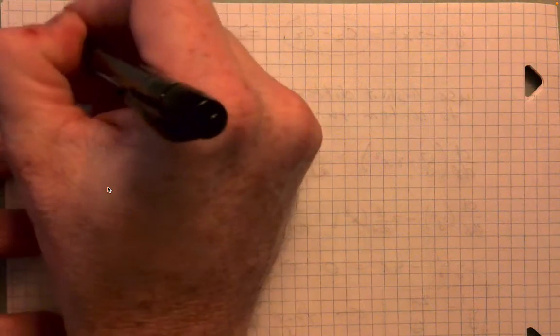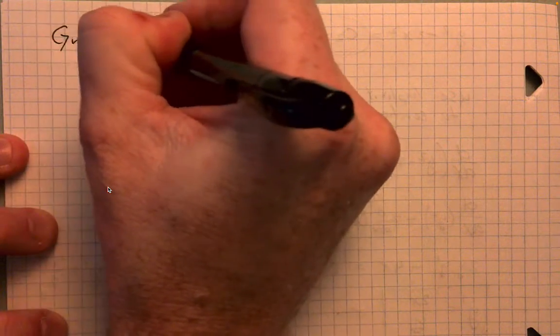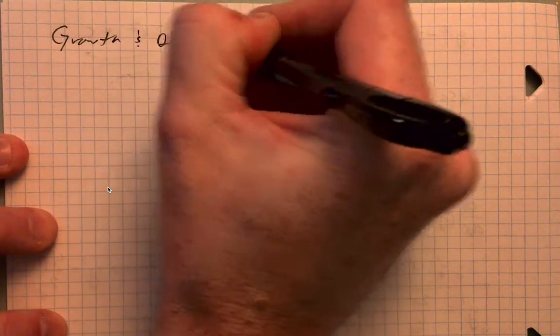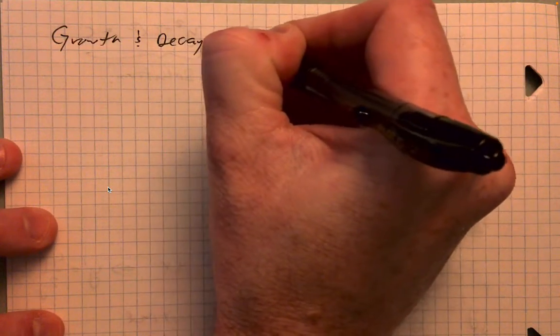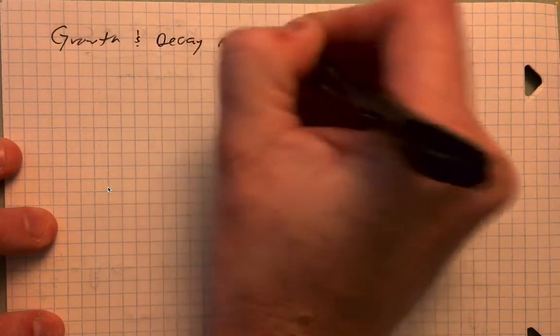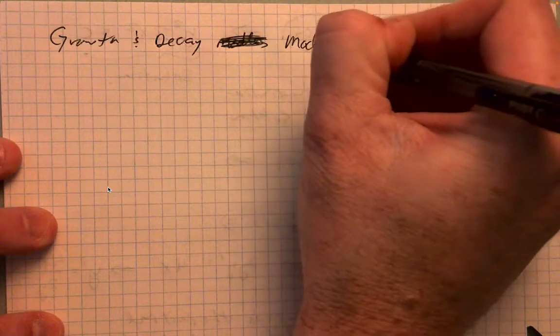So let's talk about growth and decay models. Models. Oh my goodness. I assure you, I knew how to spell models.